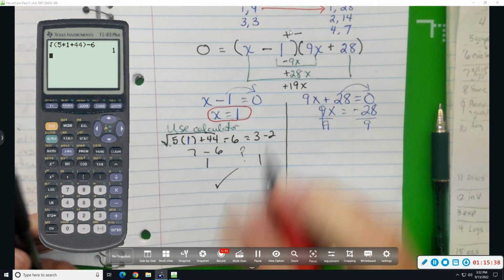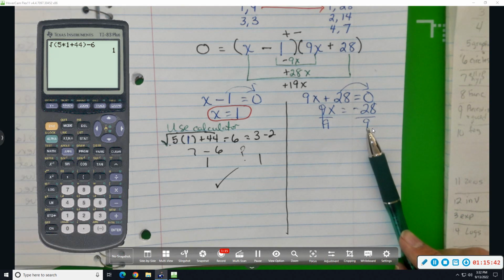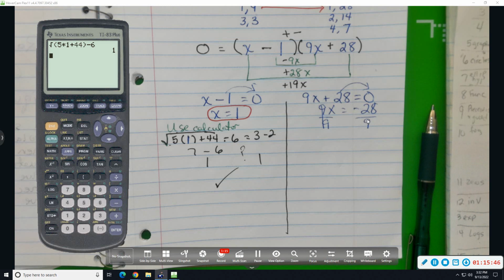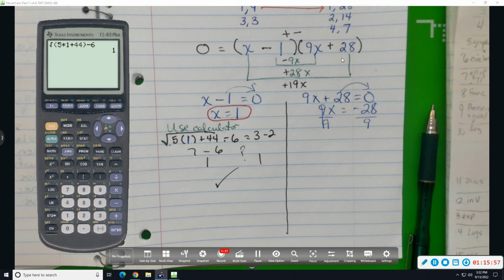But it's this other one here. This negative 28 over 9. Think of it as a mixed number. Let's think of it as a mixed number. Oh, I don't think that'll make it easier to plug in. That's like a 3, right? A negative 3? Negative 28 divided by 9 is a little more than 3.